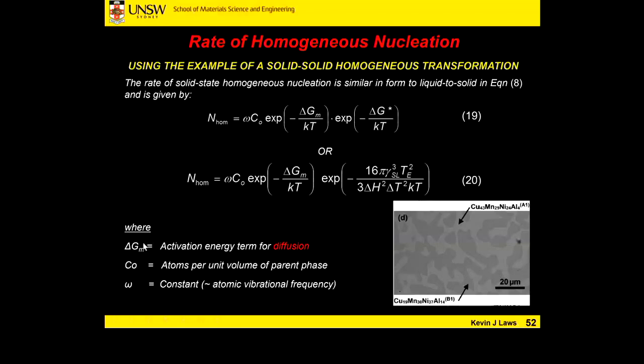Basically, delta GM in this case is equal to our activation energy term for diffusion. So diffusion from a liquid is very, very easy. The atoms are incredibly mobile. They can add on, move about very easily. So diffusion is essentially, you could almost say 100% if you wanted to put some kind of value on it. In the solid, though, this isn't the case. It's very, very difficult for an atom to move about and diffuse within a solid to move over and turn itself into another solid.